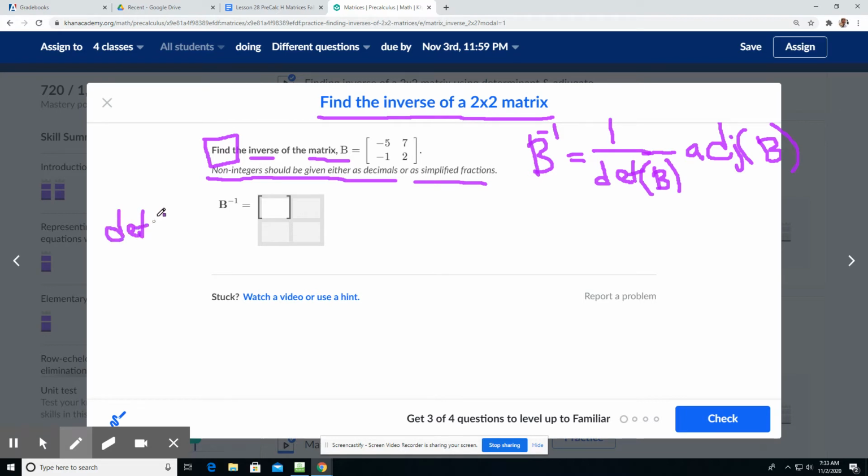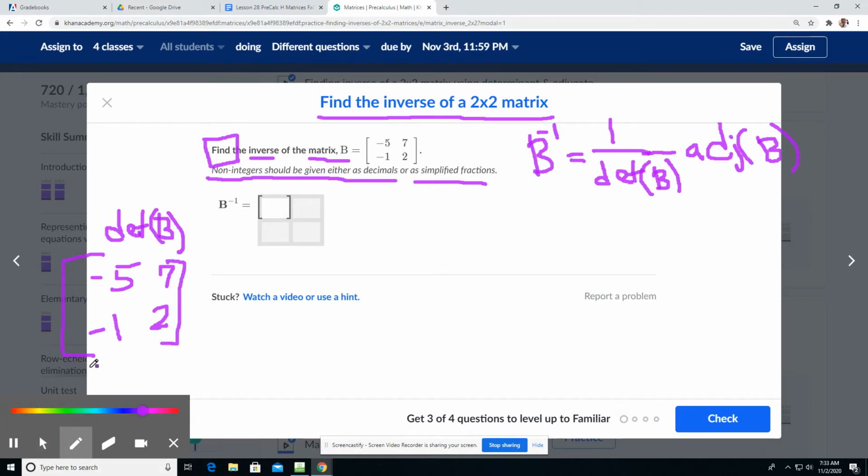The determinant of B is going to be the diagonals multiplied with each other, subtracted by the other diagonals. So let's go ahead and do that. I'll do this separately. We'll put it as a denominator right here, so we'll take the inverse of it basically. Got to be careful about too many inverses. We don't want to confuse what's really going on here.